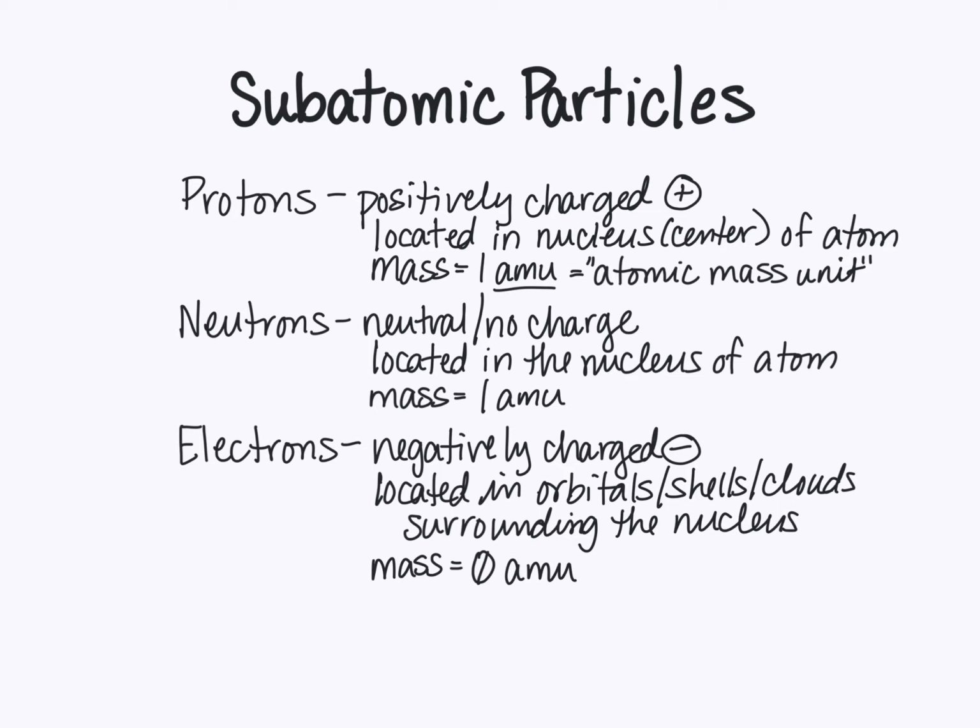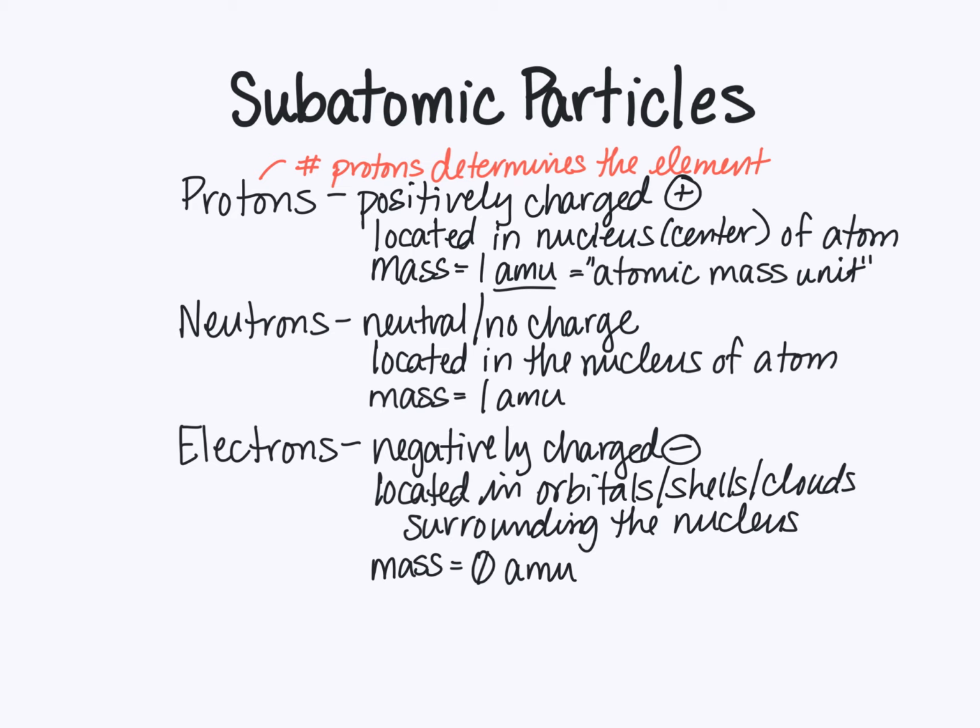Another key thing that you should know about protons and electrons specifically is that protons determine what the element is. So the number of protons determines the element. If you were to change the number of protons in an atom, you would actually change the type of element it is, and therefore you would change the properties of that element or of that atom.